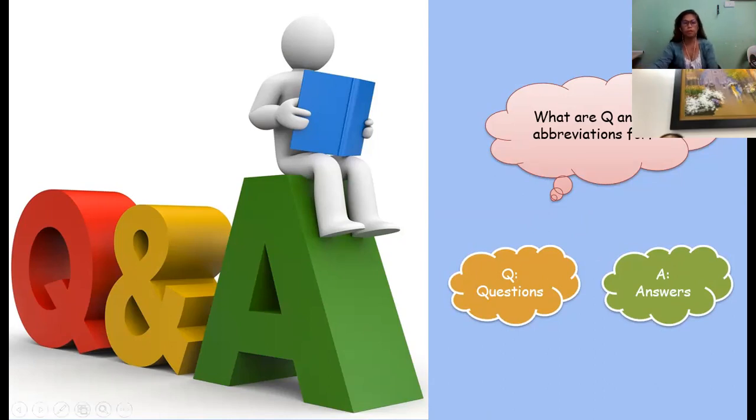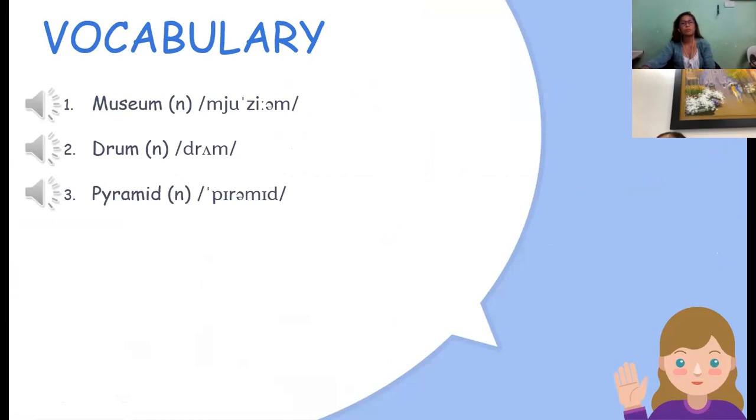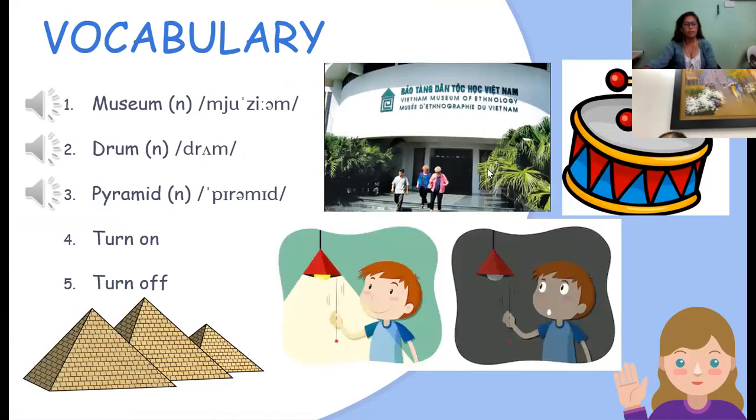Now let us have this. Unit 19, we have Answer My Questions. We have vocabulary words: museum, drum, pyramid, panda. So first we have museum. Second, we have pyramid. Next, we have drum. And another one, we have turn on. Another is turn off.